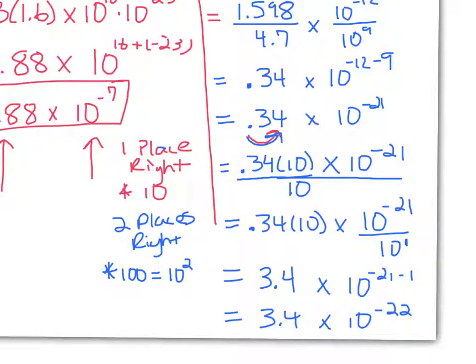So instead of multiplying by 10 right here, I would have multiplied by 10 squared. And I would have also had to divide by 10 squared. All right. And I can continue. If I want to go 3 places instead of 2 places, I multiply by 1,000, which is the same thing as 10 to the 3rd power. So on and so forth.